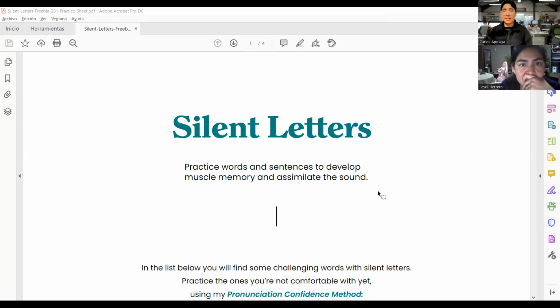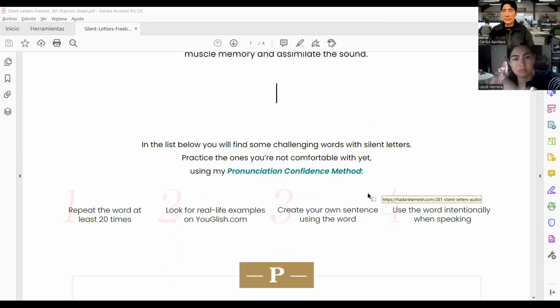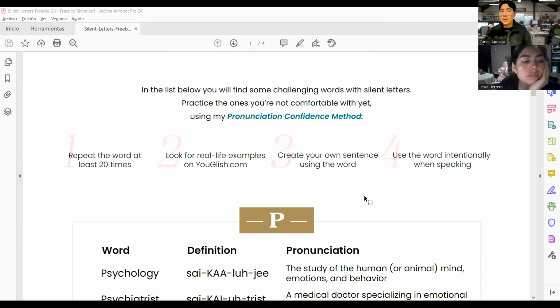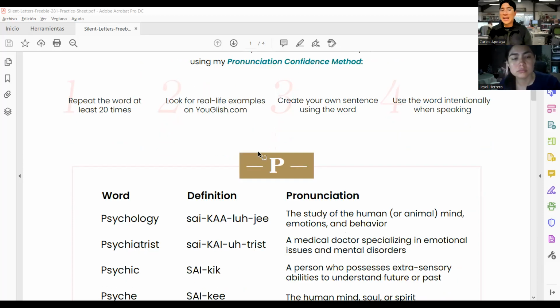Okay, silent letters. Practice words, sentences to develop muscle memory. Today we are going to learn a list of words. In this list, you just need to practice. I'm just showing you a list of words. So a method: repeat the word at least 20 times. Look for real English examples in Youglish.com and create sentences.